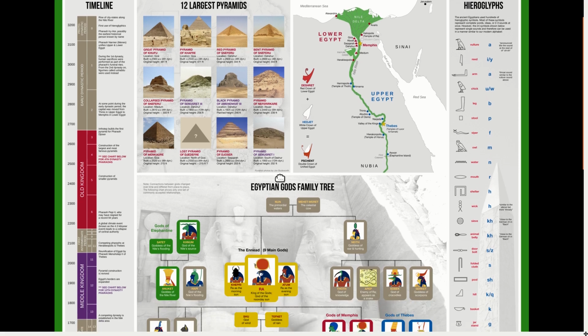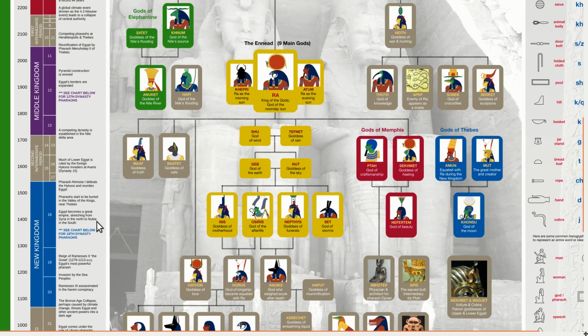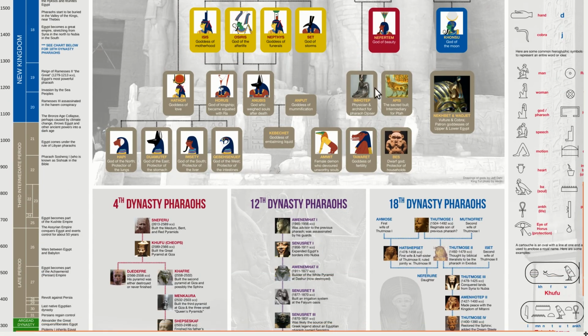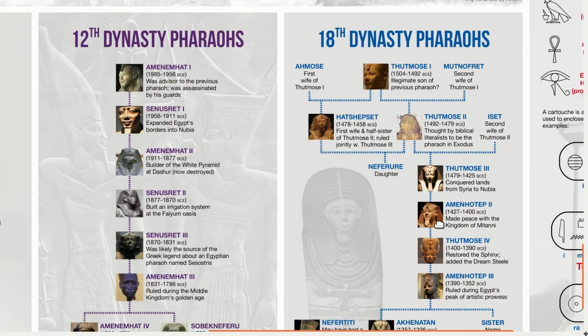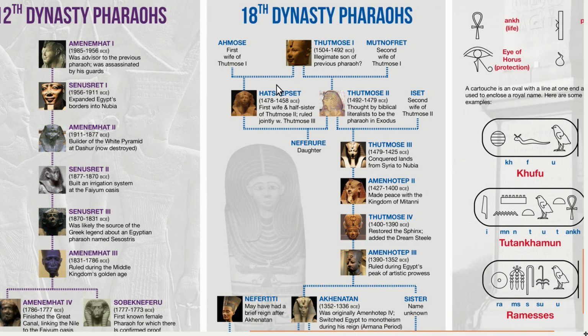Secondly, I want to talk about the New Kingdom. And the New Kingdom's most important dynasty was the 18th dynasty. So let's go down here and look at that. Okay, so the 18th dynasty starts with Thutmose I, and he has two important children from two different wives.